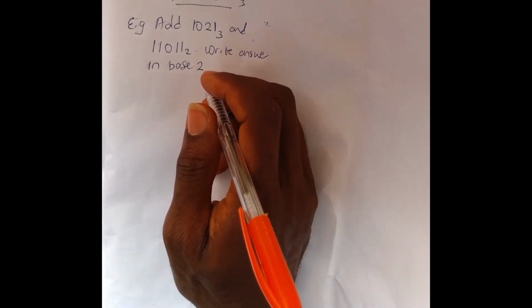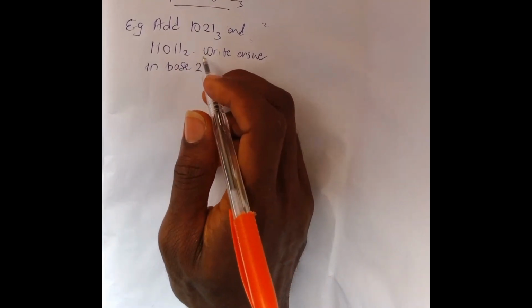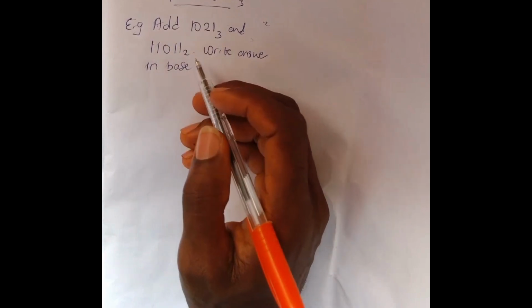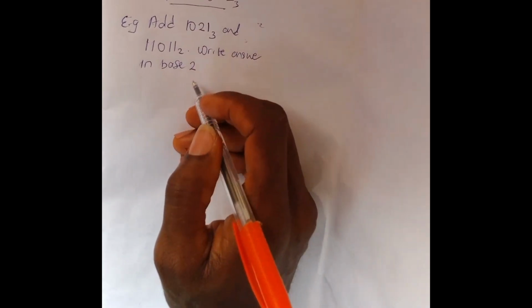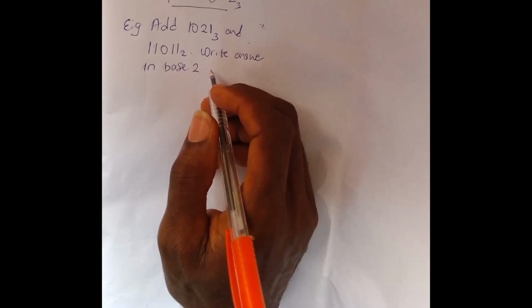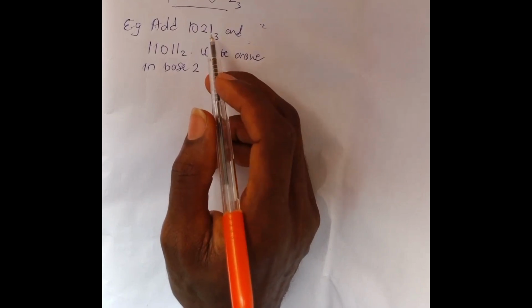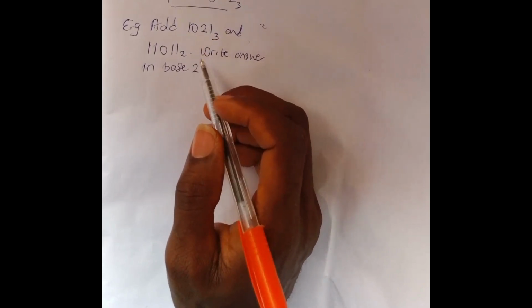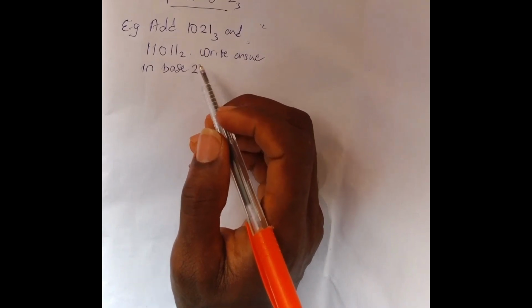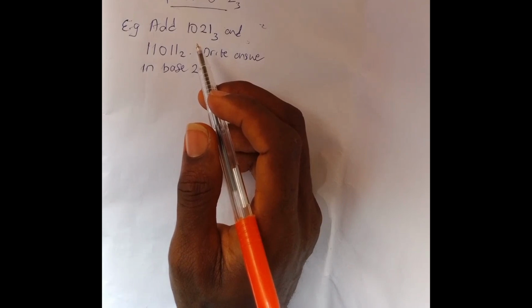So let's add this number here. It says you add this in base 3 and this in base 2, and we should write our answer in base 2. Now when you're adding and subtracting, you must only add and subtract numbers with the same base. They're different bases, so we have to make them the same base. Since they say we should write our answer in base 2, let's convert the one that has base 3 to base 2 first.